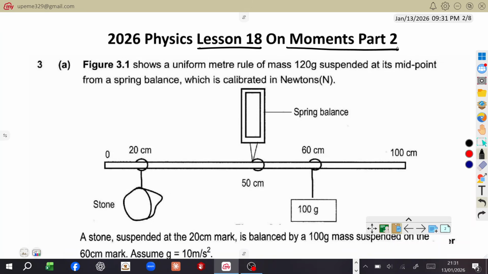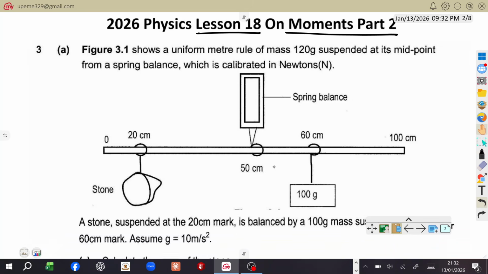Remember, in the first part we did the theory of moments and showed you examples of how questions come on moments. Today we are continuing to bring more and more questions on moments so that you become comfortable solving them. So without further ado, let's go straight into the questions and the lessons.